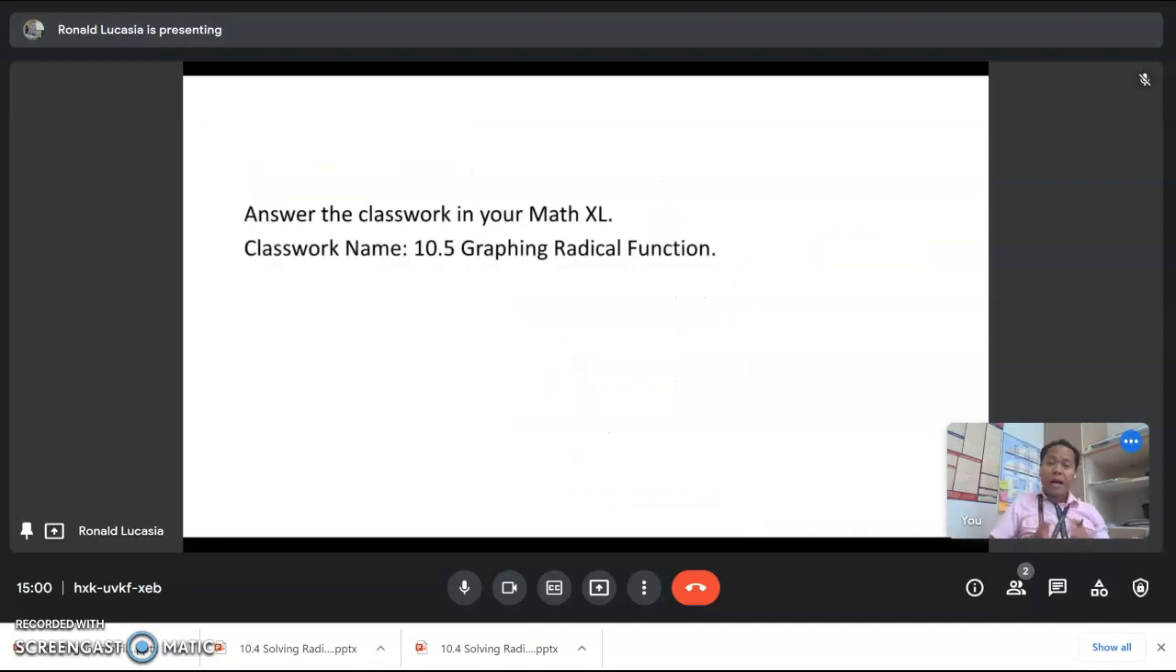Okay, now I want you to try the remaining 2 practice exercises, and after that, answer the classwork posted in your Math Excel 10.5 graphing radical function.